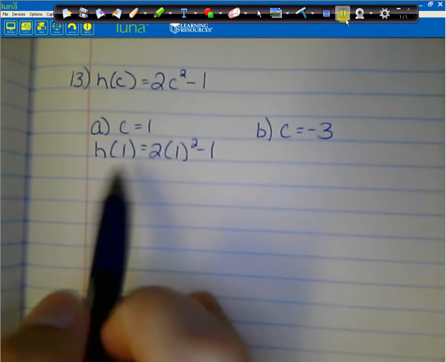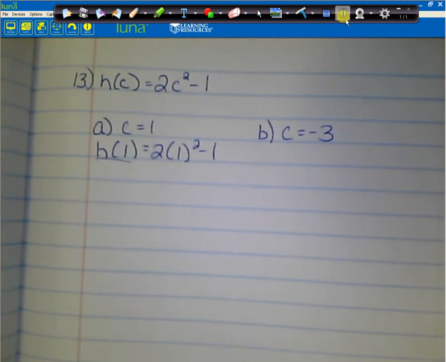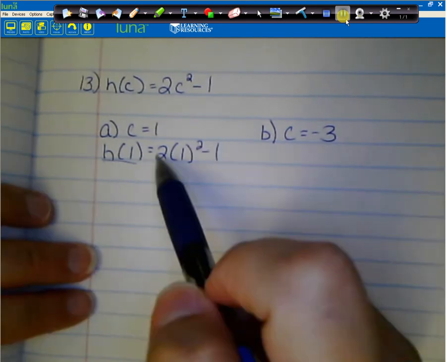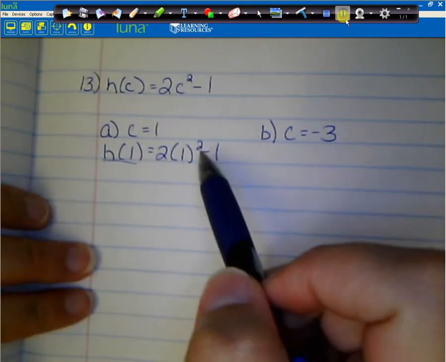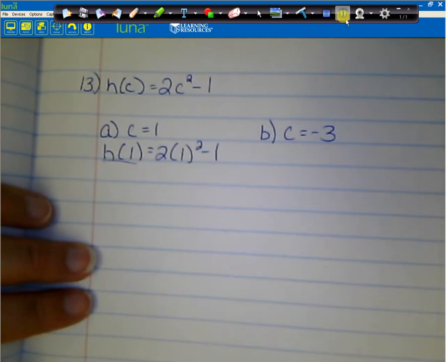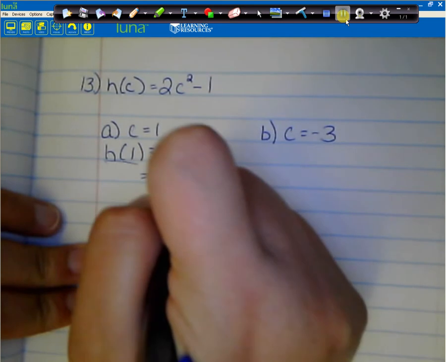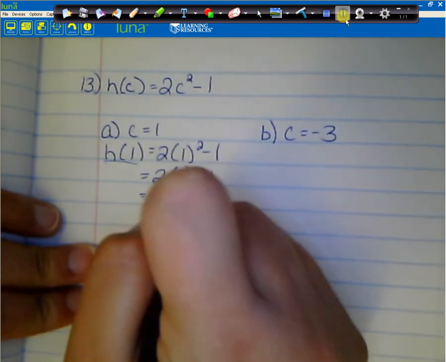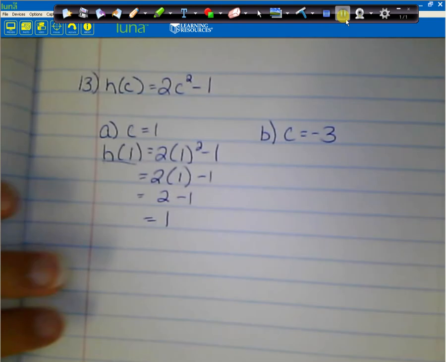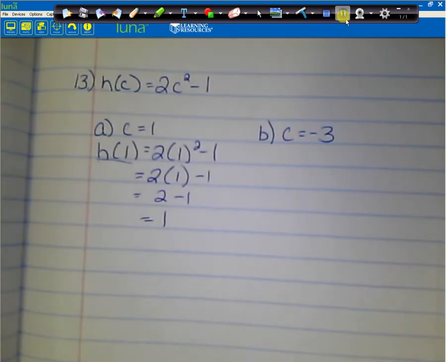Again, remember, this part is just the name. It's saying function h evaluated at 1. Now here, be careful. You can't say 2 times 1 and then square it. You have to square the 1 and then multiply. Order of operations says do exponents and then do multiplication. So we're going to say 1 squared is 1. 2 times 1 is 2. 2 minus 1 is 1. So function h evaluated at 1 gives me 1.